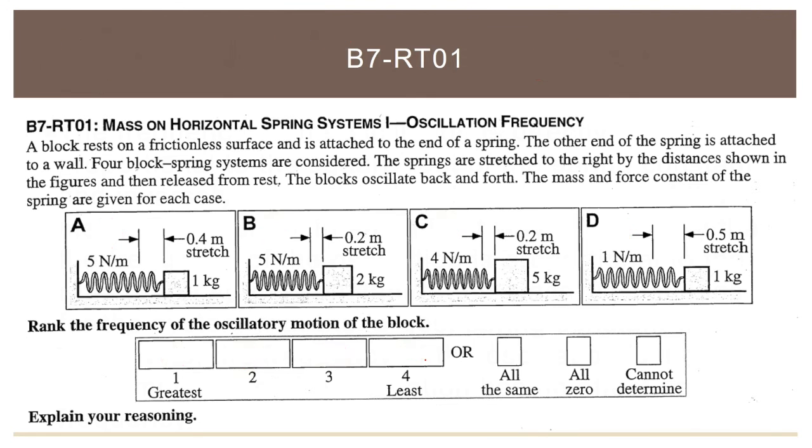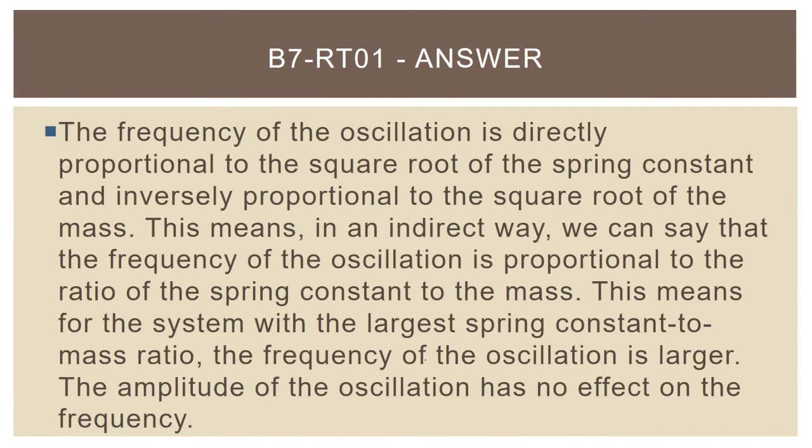And the explanation is going to look a heck of a lot like what I just said. The frequency of the oscillation is directly proportional to the square root of the spring constant and inversely proportional to the square root of the mass. This means, in an indirect way, we can say that the frequency of the oscillation is proportional to the ratio of the spring constant to the mass. The ratio is all that matters.